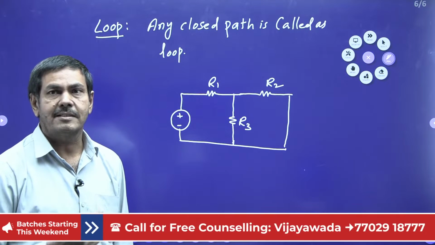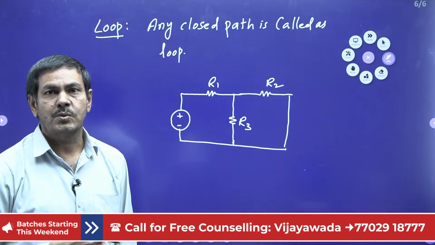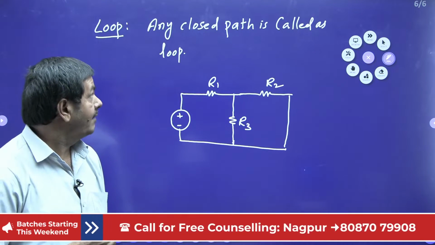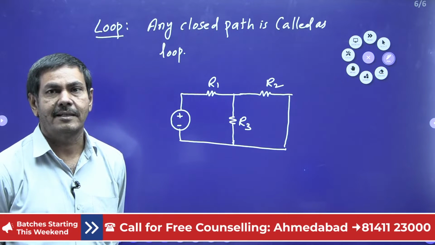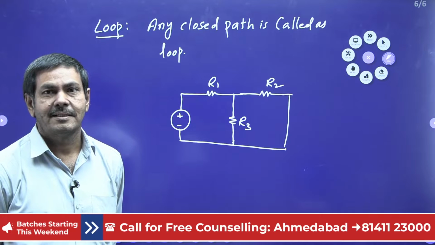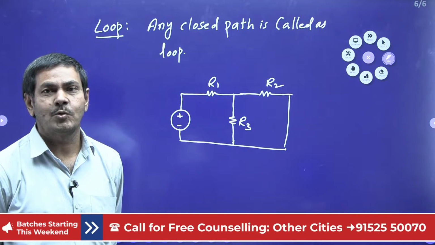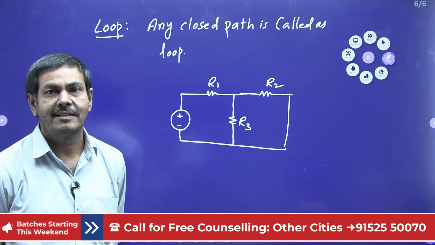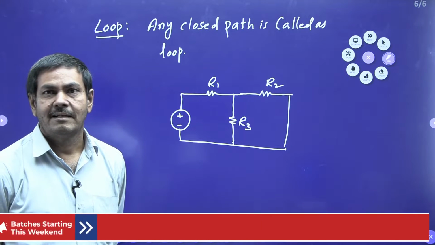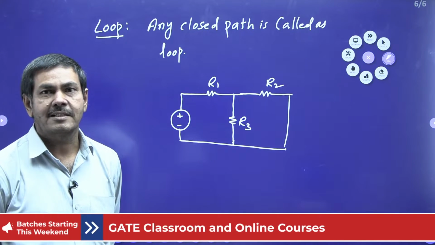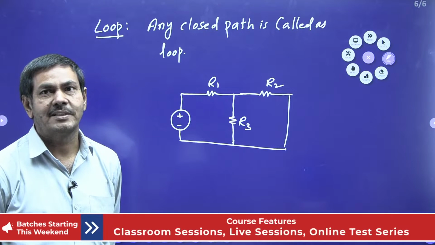Can anybody give the answer? Any student can say how many loops are existing in the given network I am asking. Anybody? If any student has any idea, they can give it easily now.